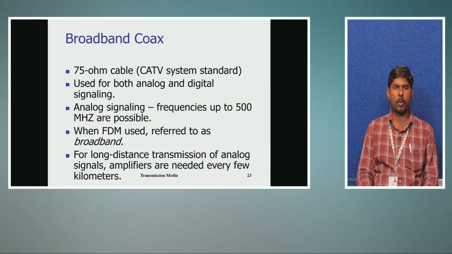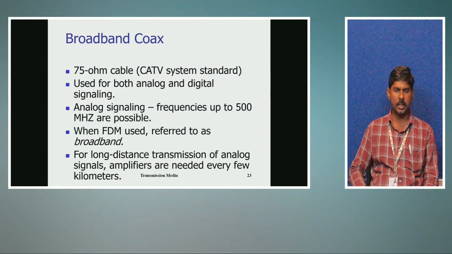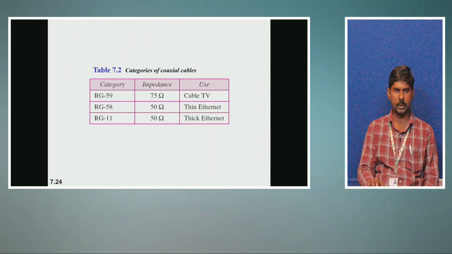Then the next one is broadband coaxial cable. The 50 ohm cable is baseband transmission, where we directly transmit the signal. But for a broadband signal we mostly use modulation. A 75 ohm cable is used for both analog and digital signals, and signals up to 500 MHz are possible. When FDM, frequency division multiplexing, is used, it is referred to as broadband. For longer distances, transmission of analog signals needs amplifiers every few kilometers.